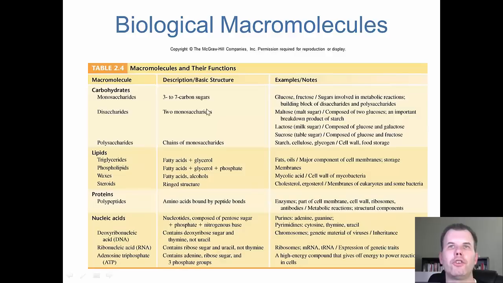All right. And so here's a chart of all these different things. And again, we'll look at these in more general topics here, but this just gives you an idea of the carbohydrates, the lipids, the proteins, and nucleic acids. And we'll briefly go through all these things real quick. Hopefully this is a review for you.